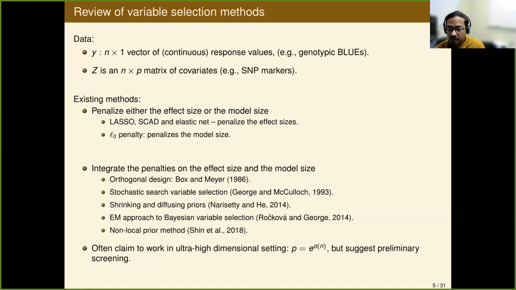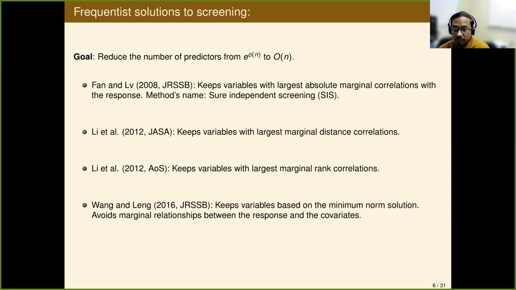But most of them suggest preliminary screening, that is, reducing the number of columns of Z to a manageable number, mostly for computational purposes. This is called screening. The frequentist solution to screening reduces the number of predictors from e to the power little o of n to big O of n. Sure independence screening, published in JRSSB, keeps variables with the largest absolute marginal correlations with the response. This is probably one of the most cited screening methods. Then these ideas were extended to keeping variables with the largest marginal distance correlations or marginal rank correlations. And more recently, Wang and Leng published a paper that keeps variables based on a minimum norm solution.